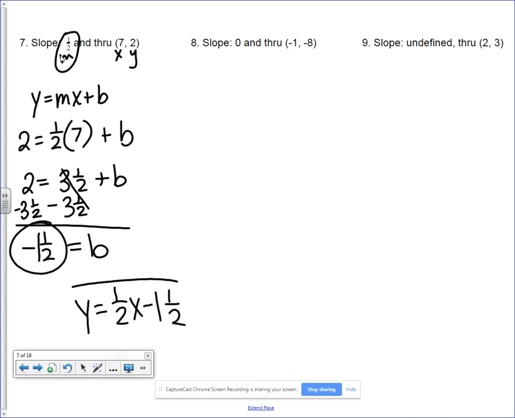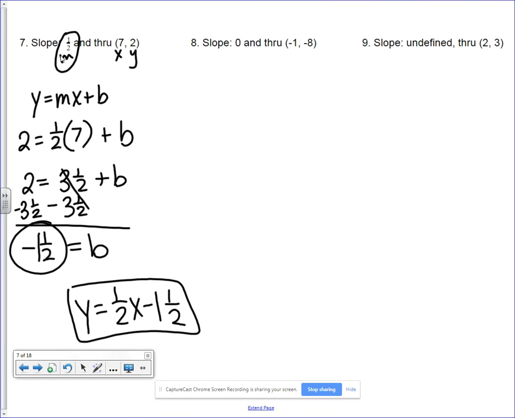Could you write that as 1.5? You sure could. It's not the slope. The slope is the only part that can't be a decimal. All right, so I'm going to tell you that 8 and 9 are easy. Tell me why 8 and 9 are easy.